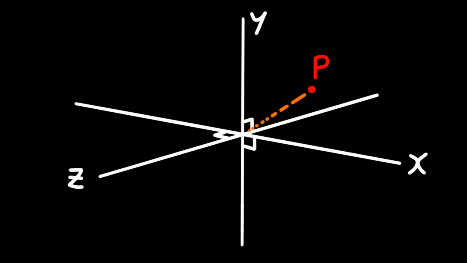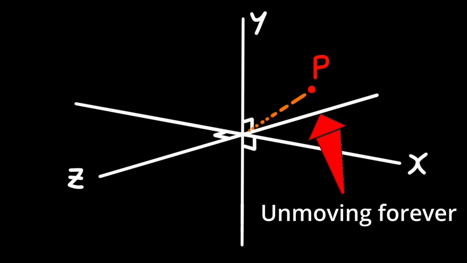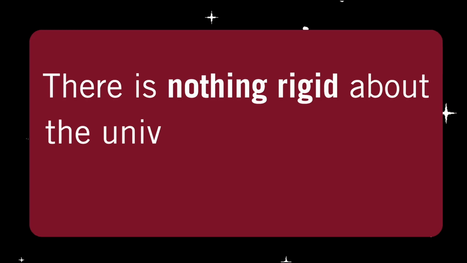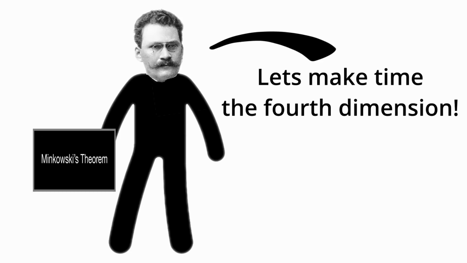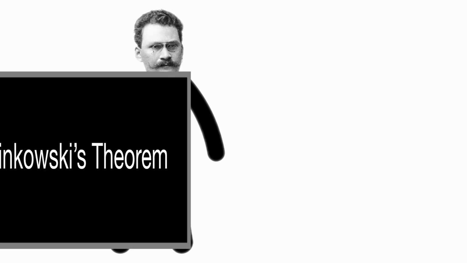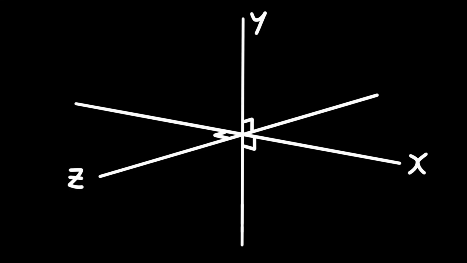That would mean that there's this point P in the universe that's rigidly stuck where it is. But there's nothing rigid about the universe. No boundary, no center. So a man named Hermann Minkowski, one of Einstein's teachers, said, let's add a fourth dimension: time. As well as space, x, y, and z, I can say we also move through time.